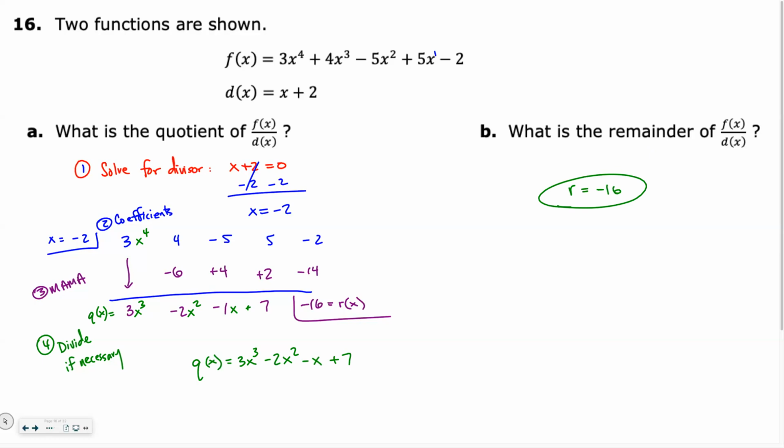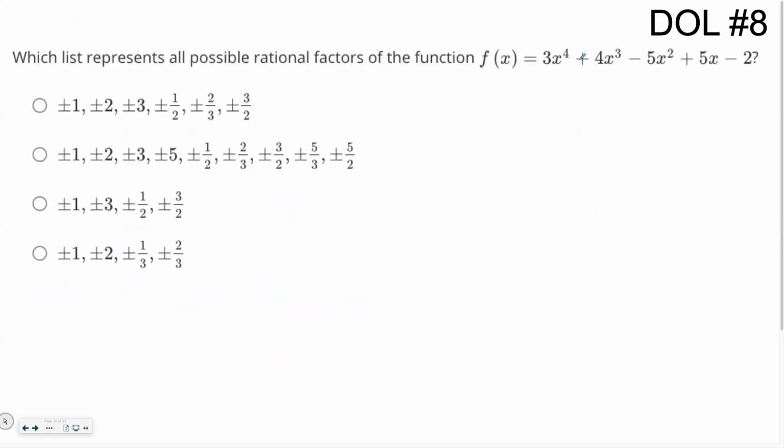Now I switched gears. This can be tested 2 ways that I really know about. You can use long division or synthetic. You can also test on rational zeros. Which list represents all possible rational zeros? Do you remember how to do this one? Which terms do you need to look at? It's the last divided by first. And really, it's the factors of the last divided by the factors of the first.